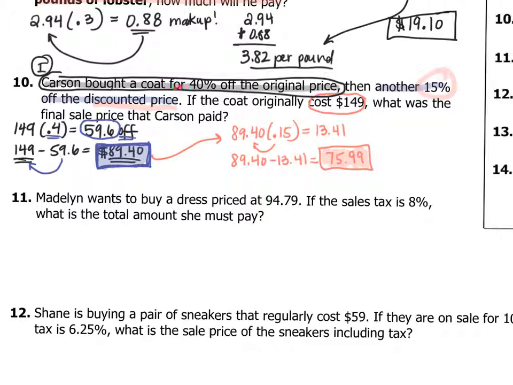So let's just confirm that we followed all the steps. Carson bought a coat for 40% off the original price. Okay, there's my 40% and taking it off. Then this price got discounted 15% off. So there's 15%, and there's me taking it off. And there's the $75.99, and that is the price that finally Carson ended up paying.